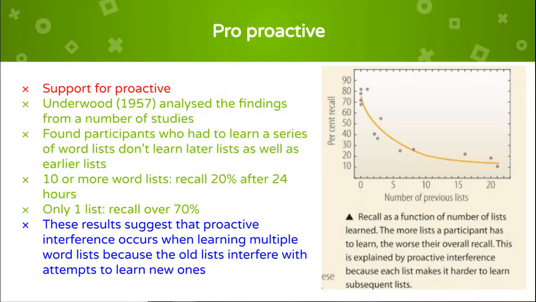Evaluating interference as an explanation for forgetting. Support for both retroactive and proactive interference comes from research studies. Proactive interference is when past learning interferes with current learning attempts.